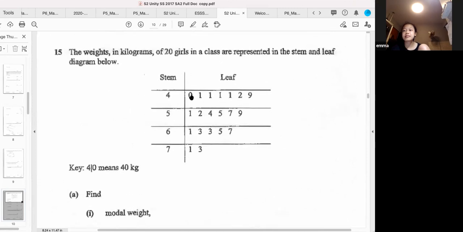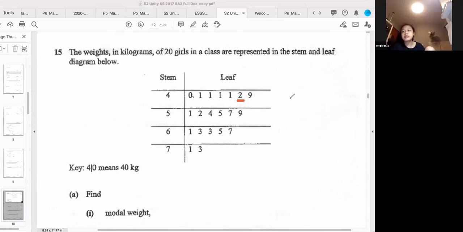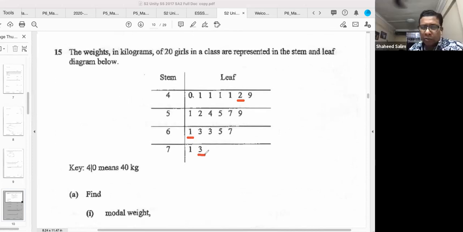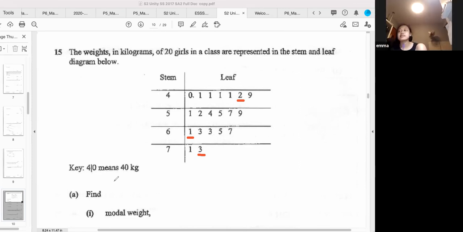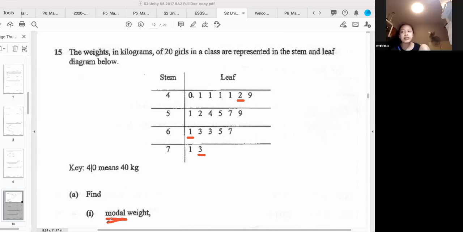Okay, good. So I want you to read what is this weight, or this weight. 42. This one? 61. Last one? 73. Okay, so what's the answer for 15A1? 41. What is mode? It is the highest occurrence. Okay, good.